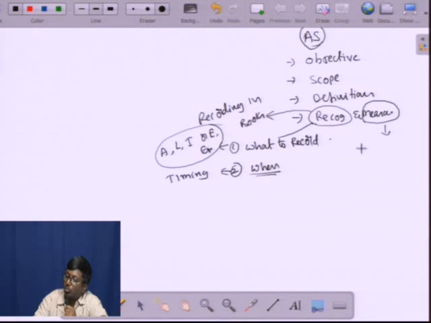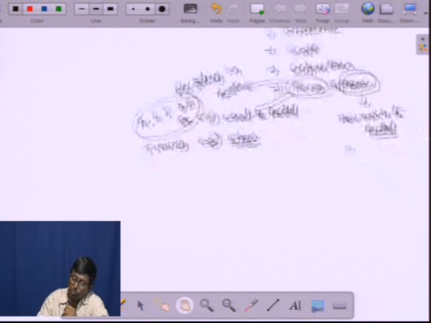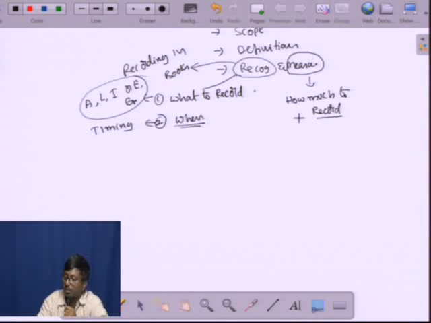Measurement talks about how much to record. This is what measurement is. Within measurement also, we will have subtopics, and these words you need to know, that's why I'm explaining. The first one is initial measurement.